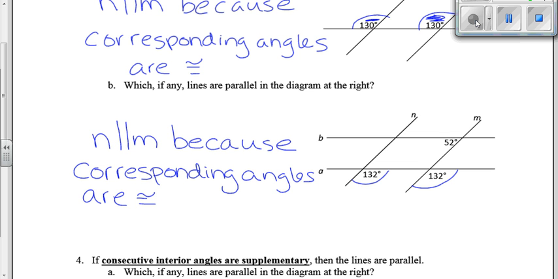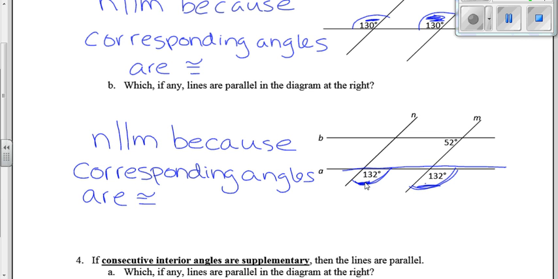Okay, and here we go. I found that line N was parallel to M because I found these two to be corresponding angles. They're on the same side of this transversal line, line A, and they're in the same location at each intersection. They're both in that right-hand corner. Since those two angles are the same measure, they're congruent, which means they are corresponding, which means that N and M are parallel to each other.